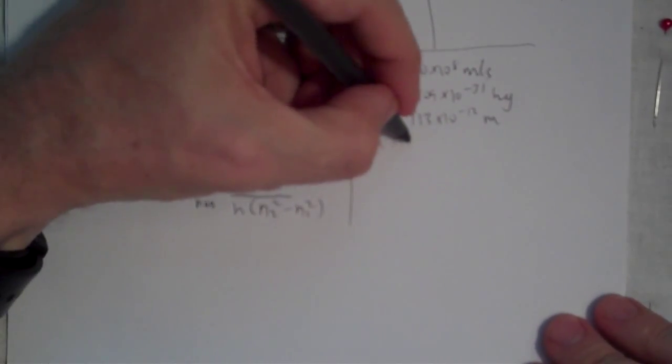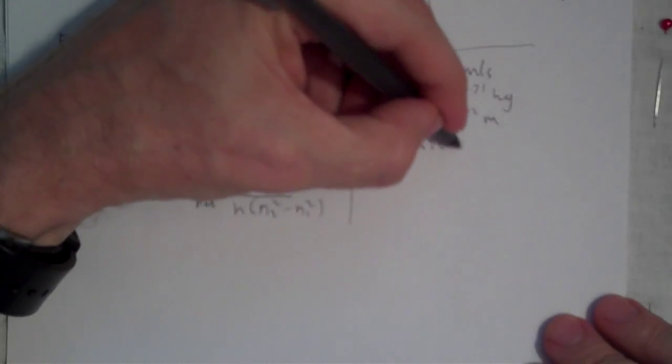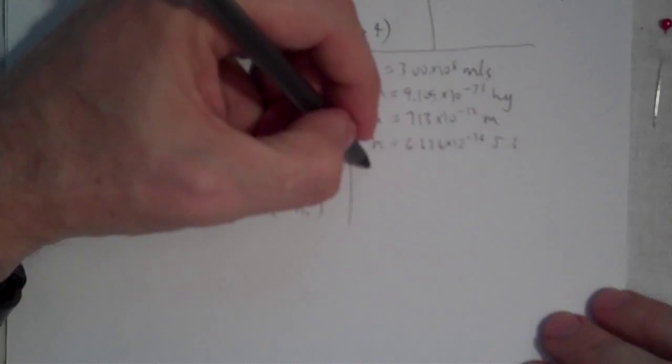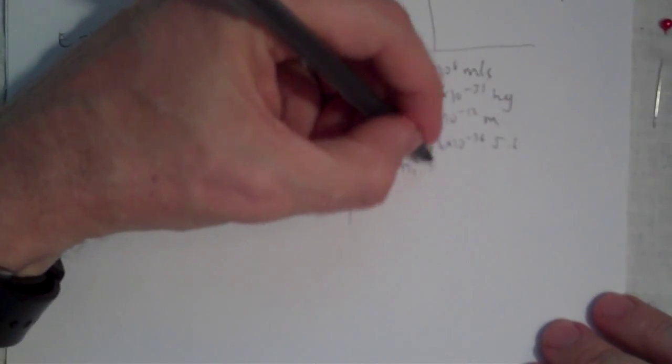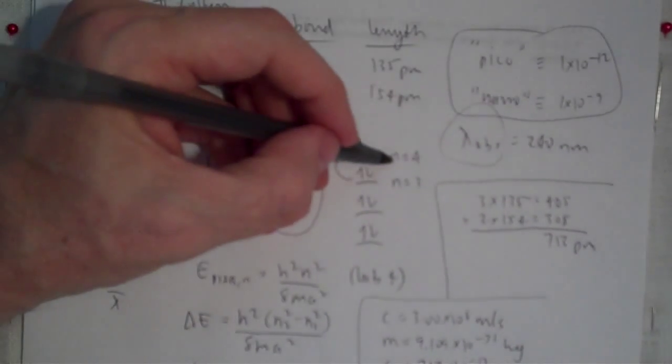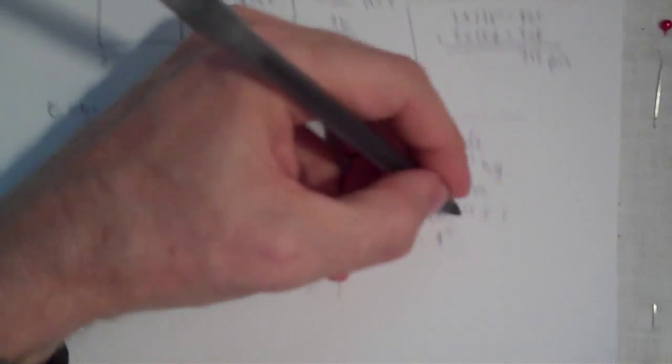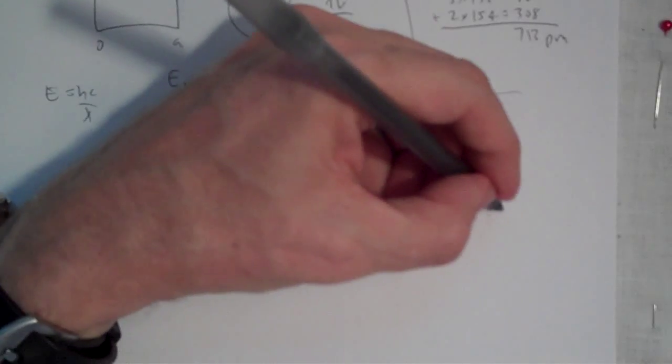H, 6.626 times 10 to the negative 34 joule seconds. And then N2 minus N1 squared is equal to, looks like the first excited state was 4. 4 squared minus 3 squared is equal to 7.